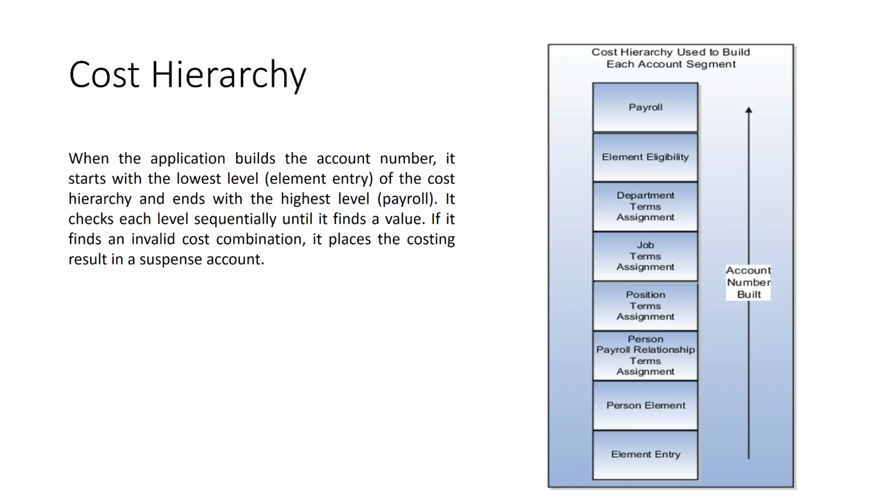When the payroll engine runs, it first checks the cost allocation key Flexfield at the element entry level. If it doesn't find it, it goes to the next level, and like that it reaches the payroll level. If it doesn't find anything at any level, it takes whatever value is defined at the payroll level. That is where the suspense account is also defined. So if the payroll engine doesn't find any value at any level, it will cost the entire amount to the suspense account, which is defined at the payroll level.